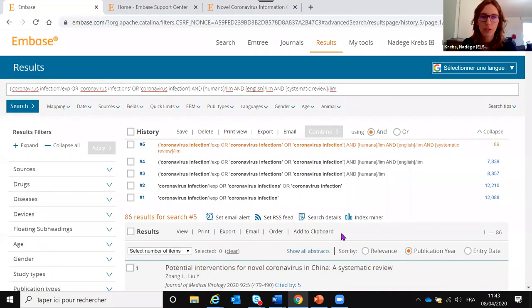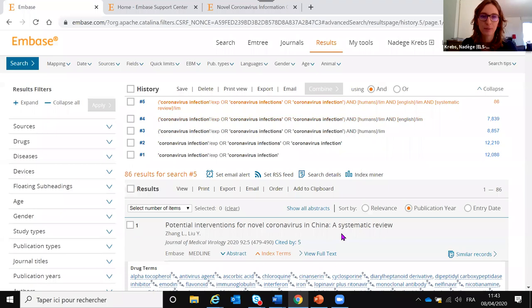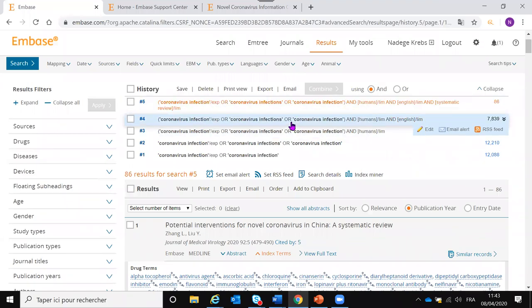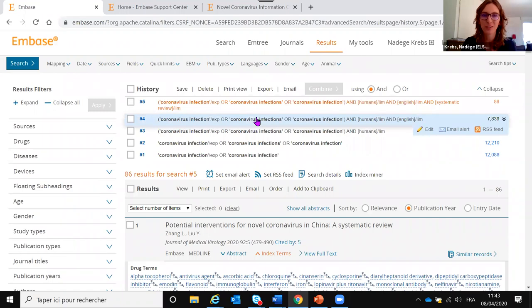What I can also say is, now on the side, if I come back, I can navigate through the different.